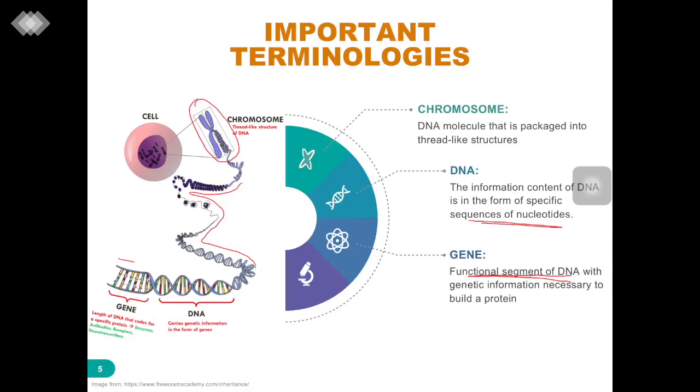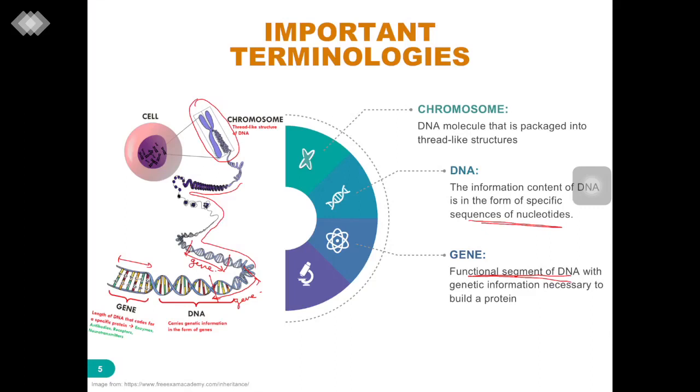For example, if this is a gene, this is the information to produce one protein or one polypeptide, and you might have this part which is also a gene that contains information to produce maybe a different protein molecule. So gene refers to segments in the DNA. The DNA will be coiled and condensed so that it has this structure which we call a chromosome.